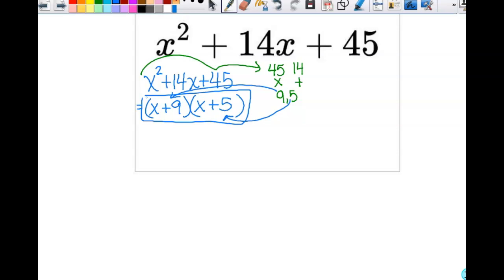Okay. We good? Then always check yourself. Positive 9, positive 5 gives me 45, because sometimes those things don't work. All right, let's do the next one.